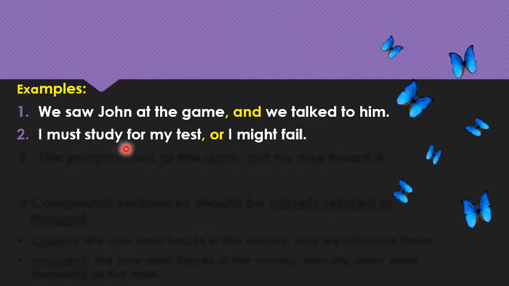I must study for my test, or I might fail. Now look, two sentences right here. I must study for my test. I might fail. So I'm going to use comma first of all after the first sentence, and then I'm going to use the right conjunction. Then after that, I'm going to continue with the rest of the sentence. So it's going to be, I must study for my test, or I might fail. This is a full compound sentence.